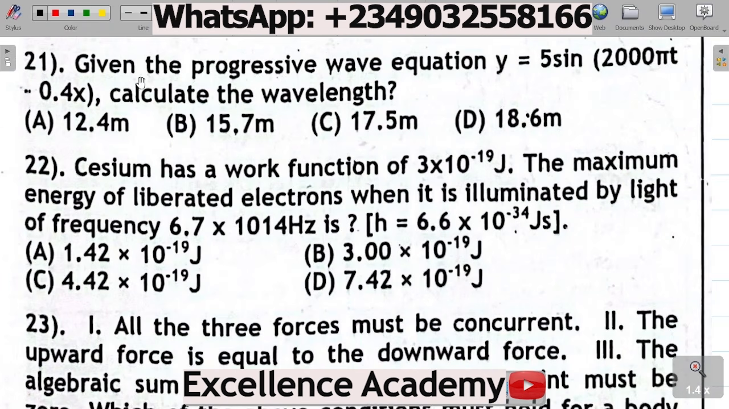Question 21 says, given the progressive wave equation y equal to 5 sine in bracket 2000 pi t minus 0.4x, calculate the wavelength. A 12.4 meters, B 15.7 meters, C 17.5 meters, D 18.6 meters. Okay, so how do we solve this question? For question number 21, what you're given there is the wave equation. Let's recall the form of a wave equation.